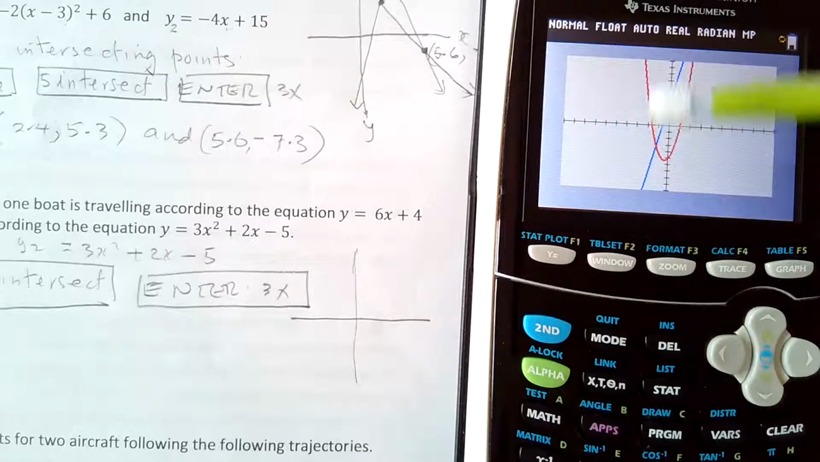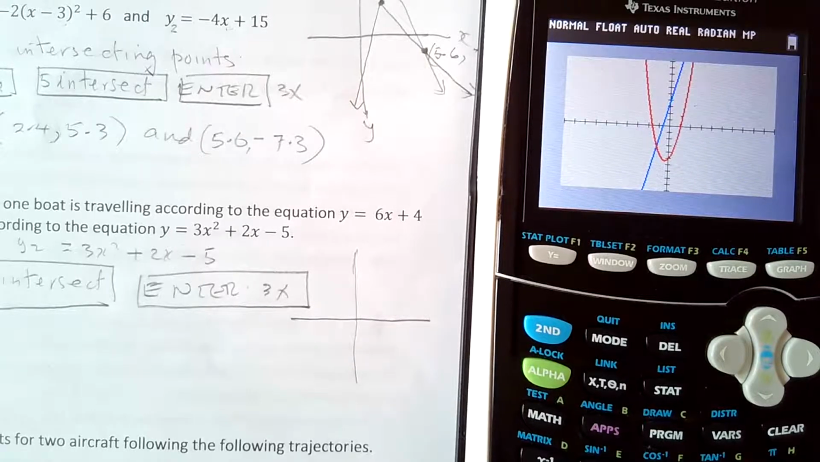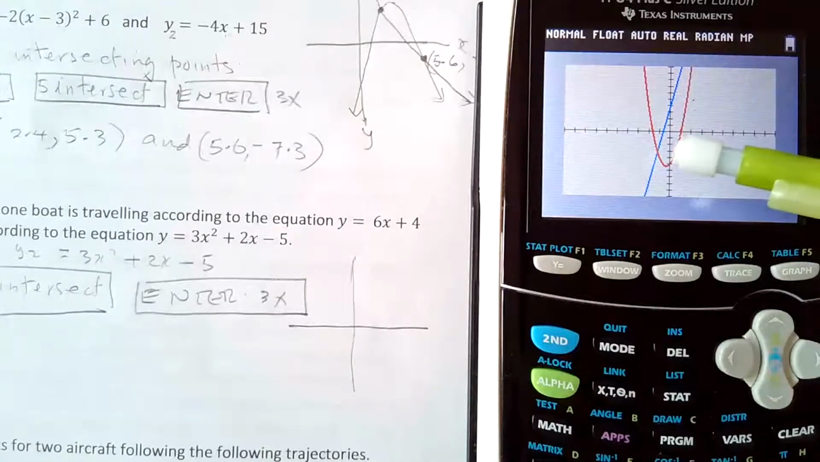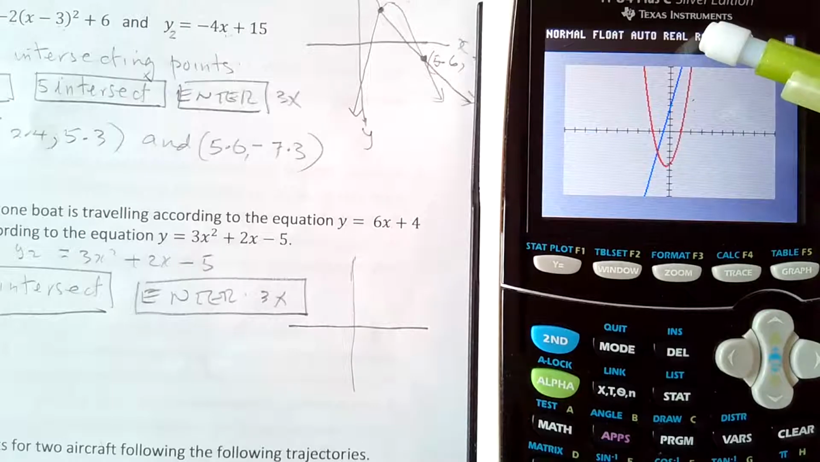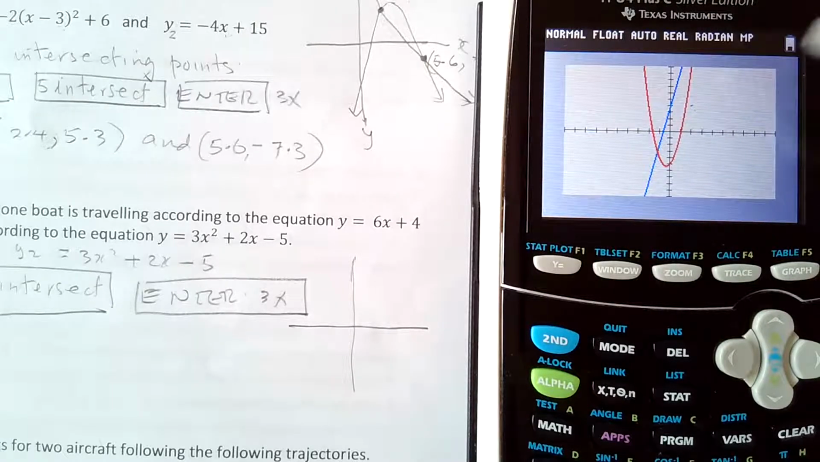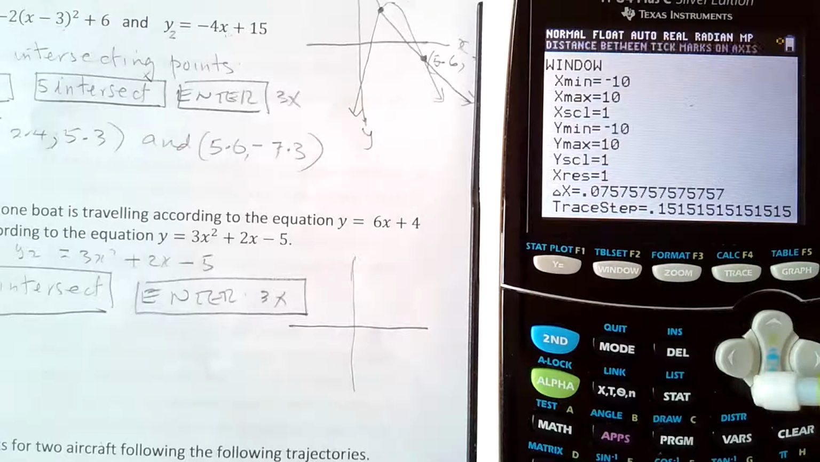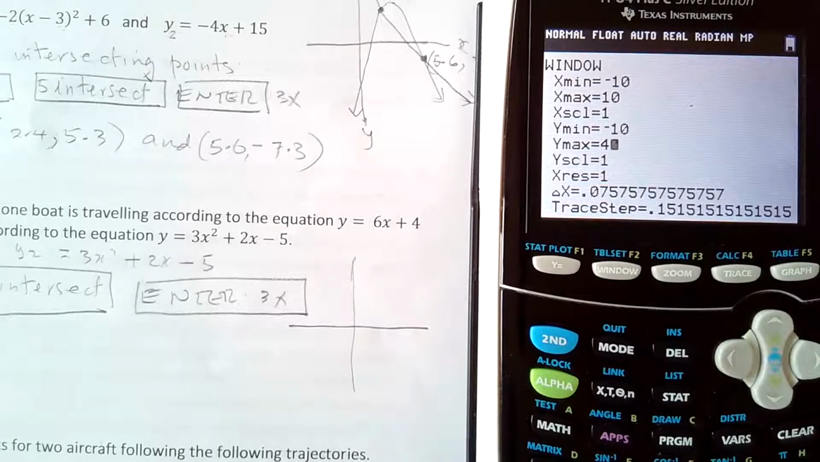This is a quadratic in red. And then we have the linear function in blue. We seem to have one intersection here. We don't know if there's another one because our window is very limited. So we need to increase our y value in our window. I'll make our y maybe 40 and see what happens.